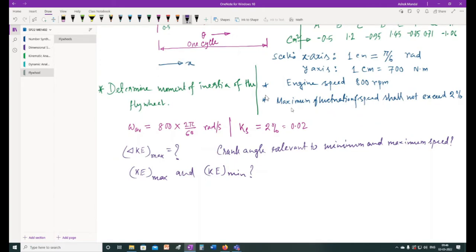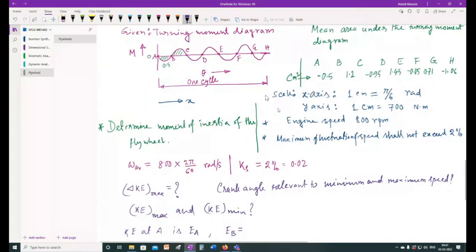So let us first find out the energy level at these junction points A, B, C, D. We are assuming that the kinetic energy at A is EA. Some energy is there at A. Can we find out the energy at B? It is EA plus the integration of M dθ. Whatever energy we have here, in this case that energy must be subtracted from EA, because this is negative.